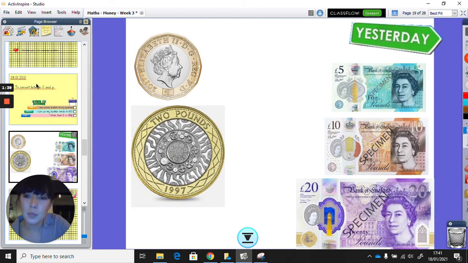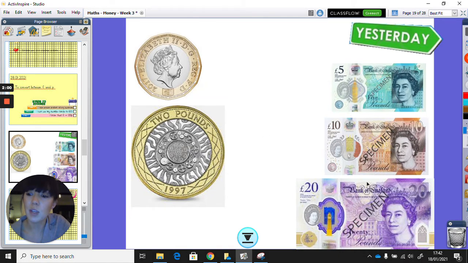Up here at the top, it's actually the wrong way round, I've just noticed, but this is a £1 coin, okay? £1 used to be all that colour, but now they've got a little silver circle in the middle. £2 coins are a little bit bigger than £1 coins, but they say £2, so it's quite easy to see what they represent.